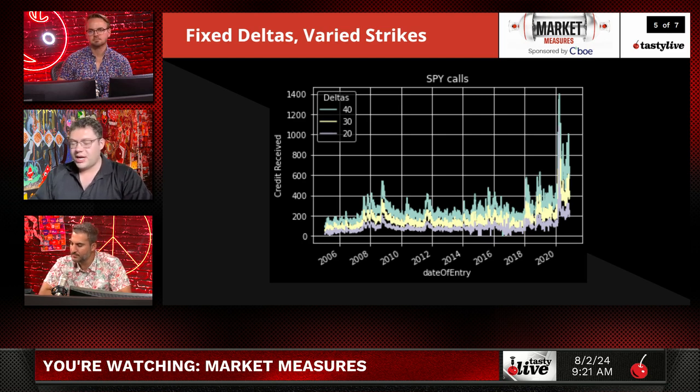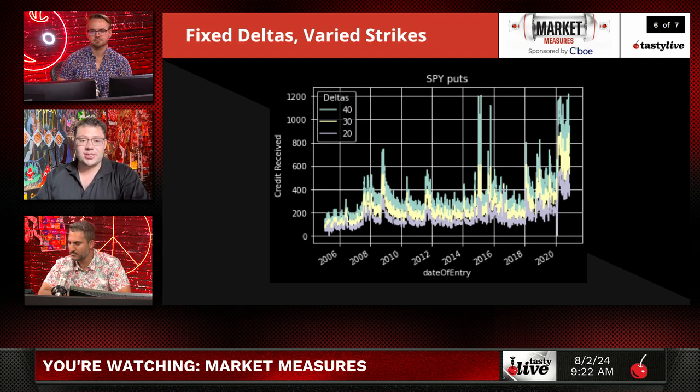So again, if you're going to trade a single metric and nothing else, delta would be that one. If you're looking for a specific strike on an option, what you really want to look at is the delta, because that will normalize over time no matter what stock you're trading or underlying you're trading. Same thing on the puts as the calls. The difference, though, of course, is the credit received on average is higher. And when volatility spikes, it's even higher. It's the same thing that's happening today.